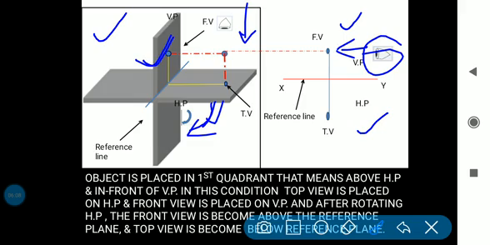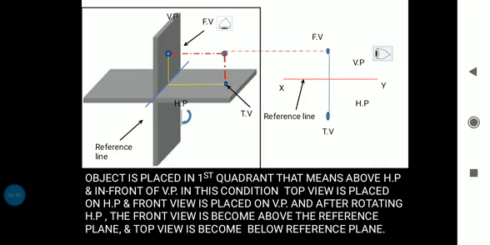And we get the top view on the vertical plane. So we get the front view on the vertical plane. So this is the front view, and we get the top view on the horizontal plane. And so this is the top view. After opening this horizontal plane, the horizontal plane becomes below the reference line, and automatically the vertical plane becomes above the reference line. Clear? So this is the first angle projection.